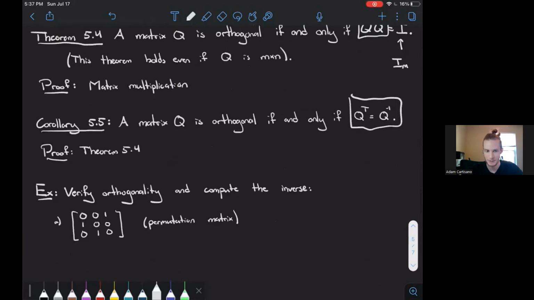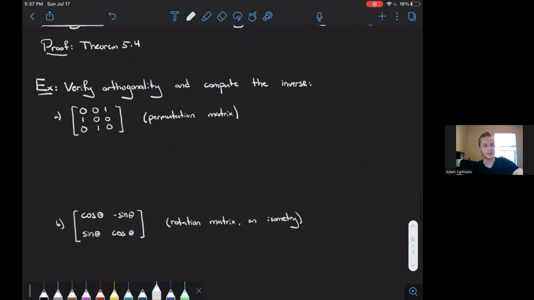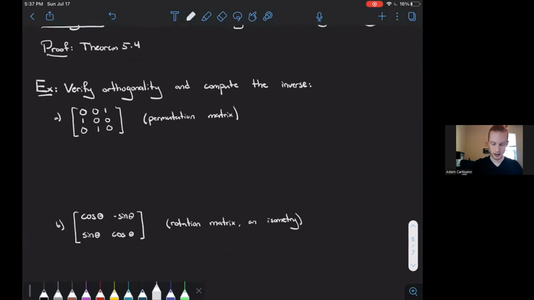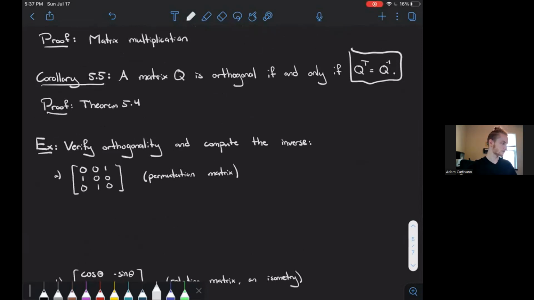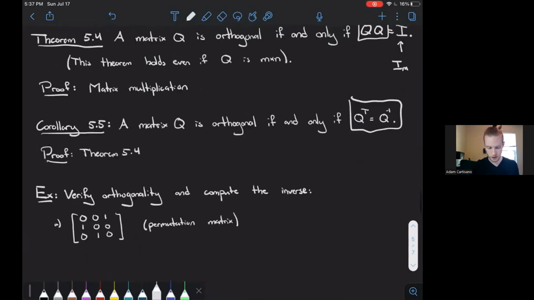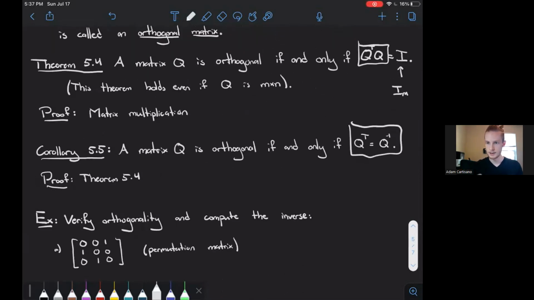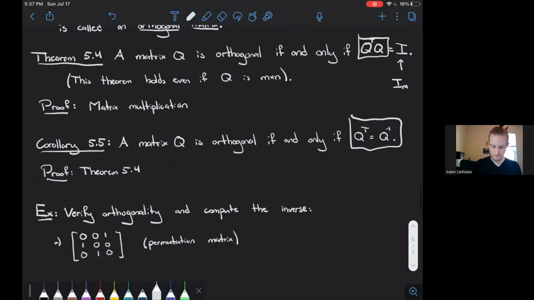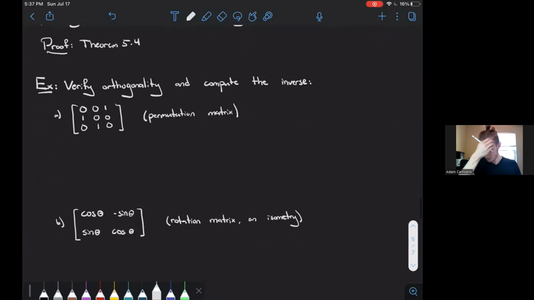This is like the ultimate. Okay, anyway. So for these two examples, I guess there's a proof that we should talk through. No. Theorem 5.4. Just look above, right? Product is the inverse. Or product is the identity, which means that it must be the inverse. Okay. So for this example, we're going to verify that we're looking at an orthogonal matrix, and then compute the inverse.